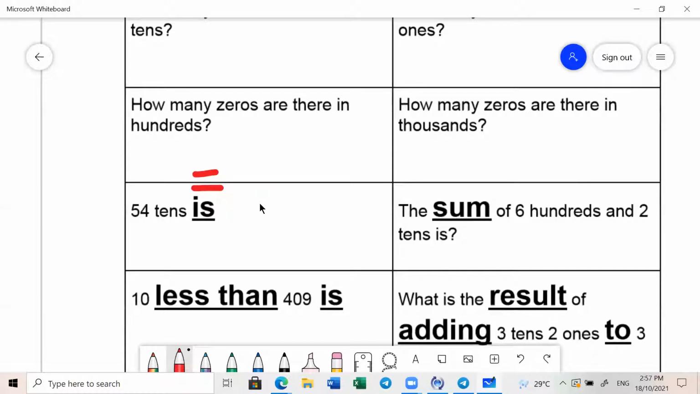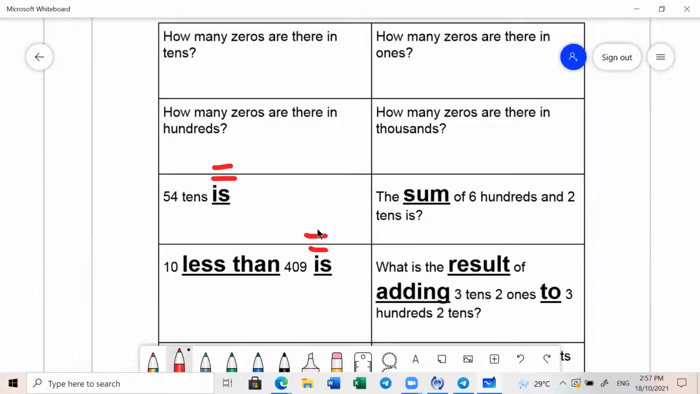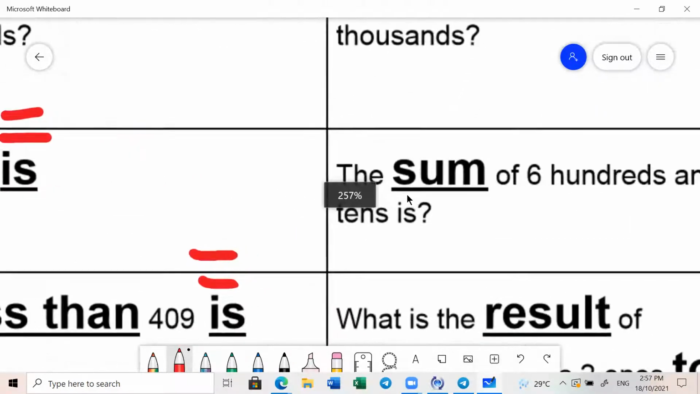So what you want to do, to help yourself understand the question, is to write the equal sign on top of the word "is". Whenever you see the word "is", make sure you have an equal sign. Okay, so with that, we can actually move on to the second part.